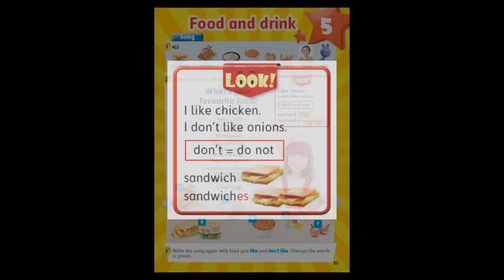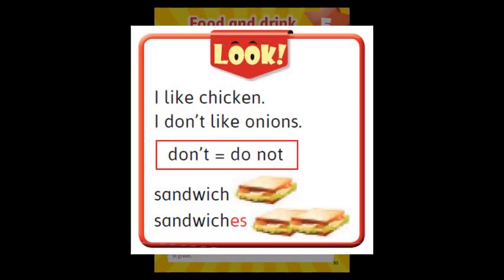Next, focus on the lookbox that can be found in the student's book. Read the sentences and ask your students to repeat the sentences. Explain that don't is the same as do not. Do not provide them with any grammar rules or academic explanations, because that would be beyond their comprehension.